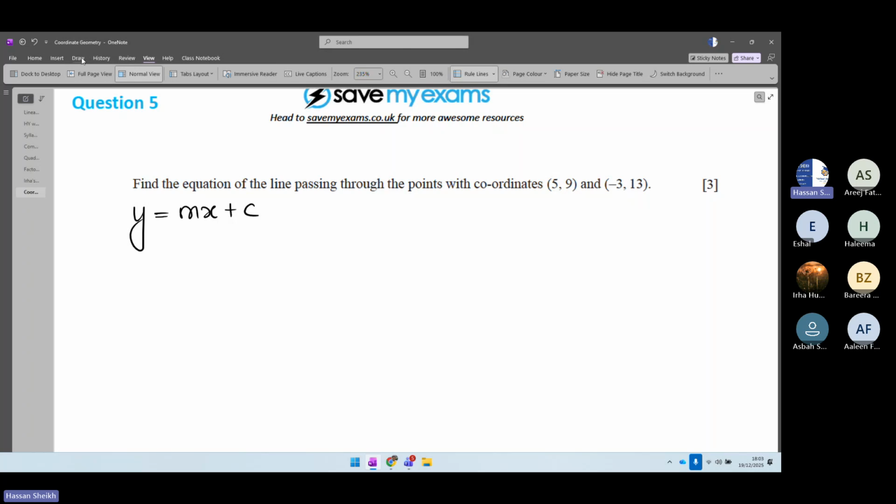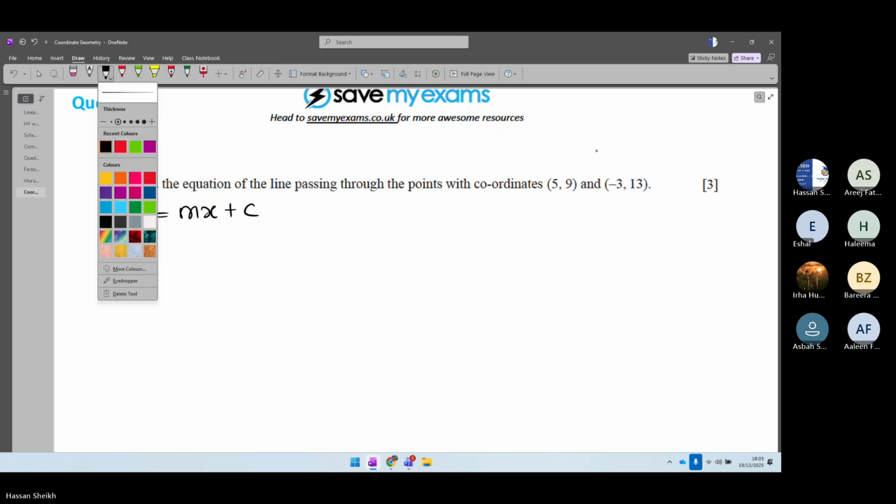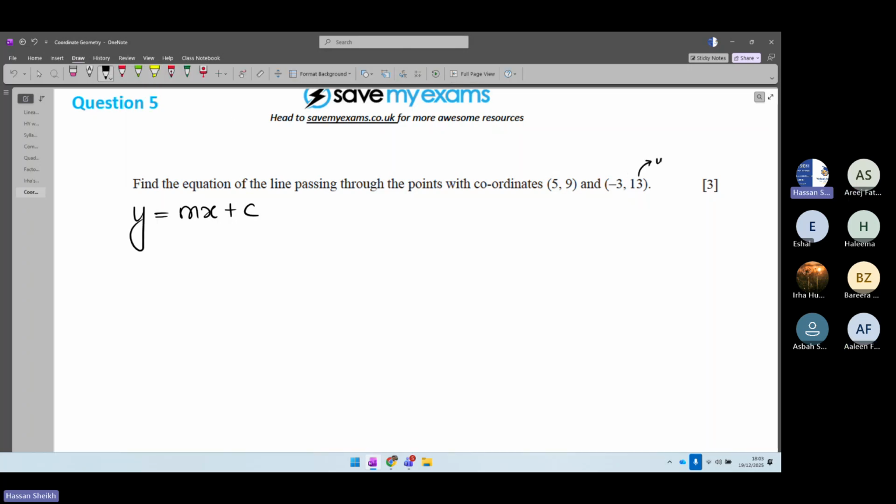So first of all, are the 2 points given? Yes. With those points, we'll first mark them as y2 and x2 and y1 and x1 to avoid any mistake. Now, with those points, we'll calculate the slope using the formula y2 minus y1 over x2 minus x1. Agree? Yes. So it's 13 minus 9 over minus 3 minus 5.